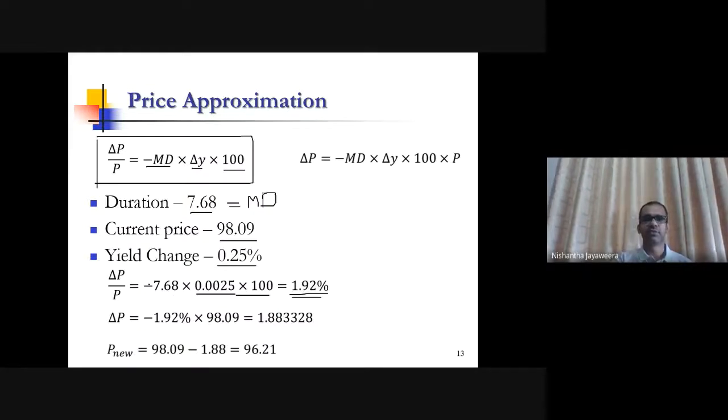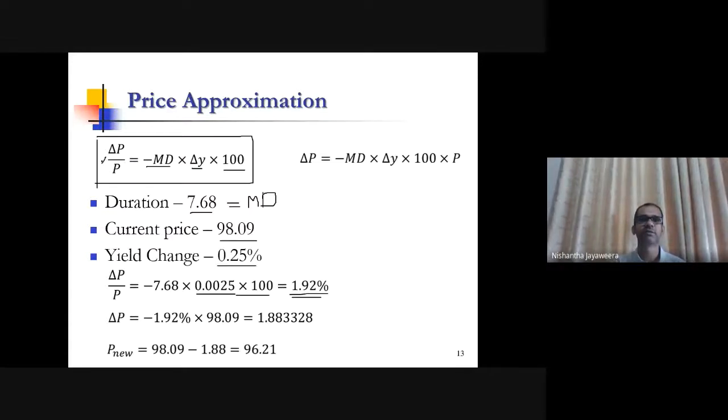So modified duration times change in yield times 100 gives 1.92%. So this is the percentage change in price that we expect. Again, this is only an approximation. Then what is the change in price? The real change in price: what we can do is multiply this by the price on both sides.